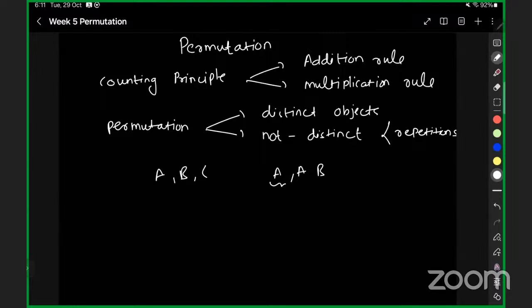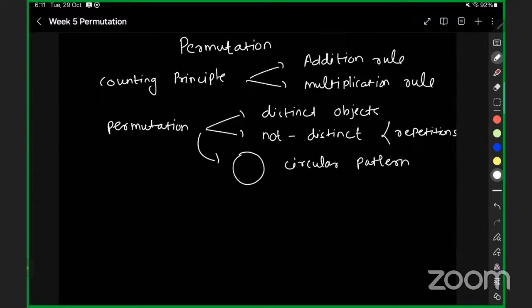Then what if there is a circular pattern? We'll look at the circular pattern. In circular, what if clockwise and anti-clockwise are both the same? So all these things we'll cover today.